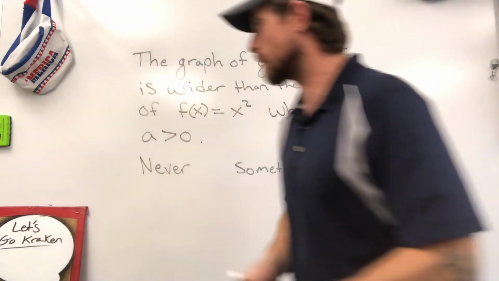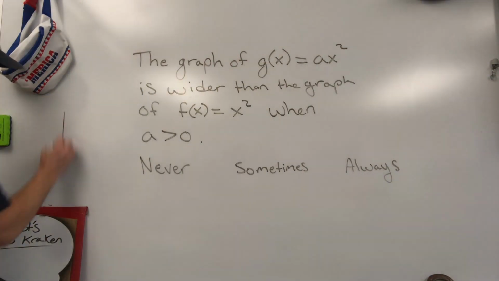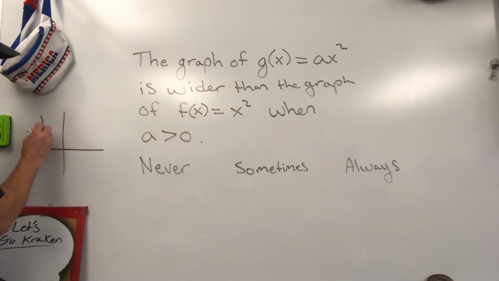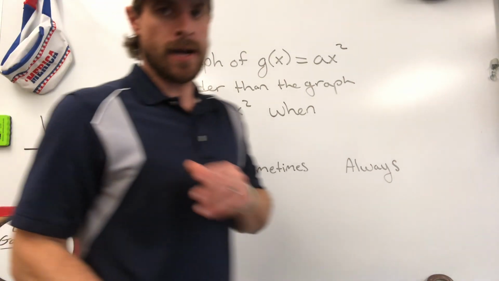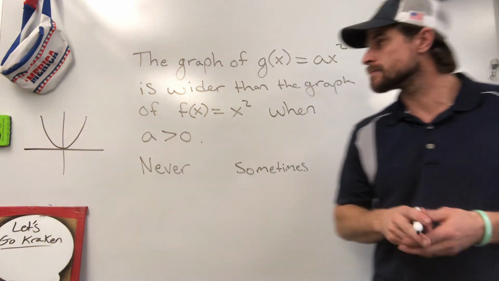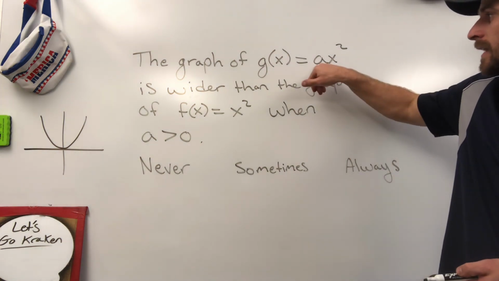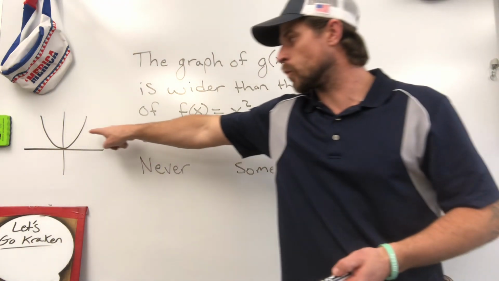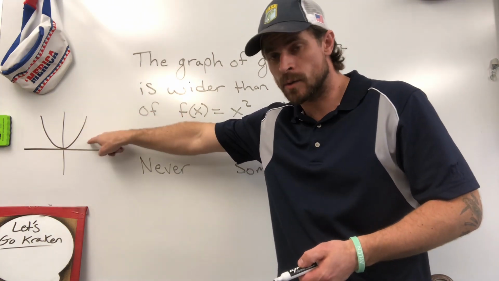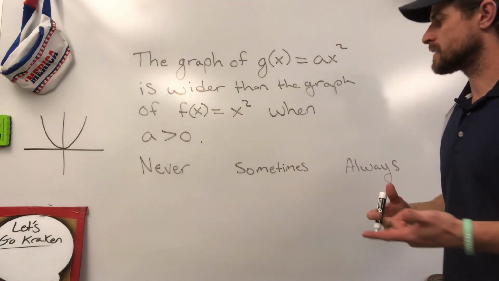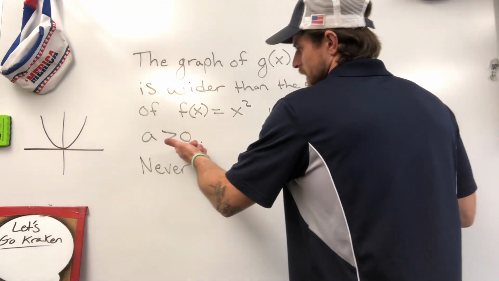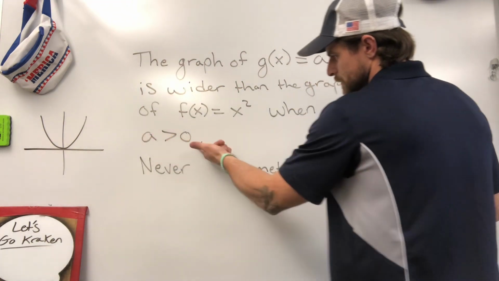Okay, first let's think about what our parent function is. That's just x squared, right? That's a very basic parabola that goes right through 0, 0, and it looks like that. Now, our a term, that number right there, is going to make this wider, narrower, or it can flip it upside down. Well, it's not going to be a negative, so it's not going to flip because a has got to be greater than 0.